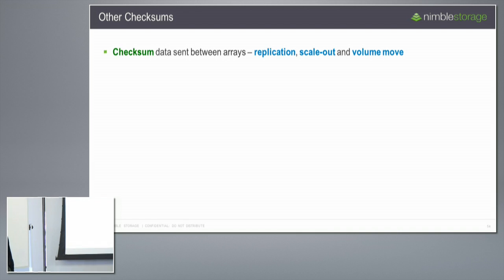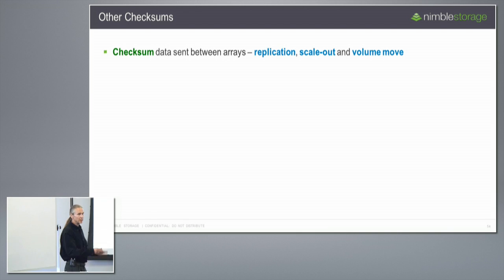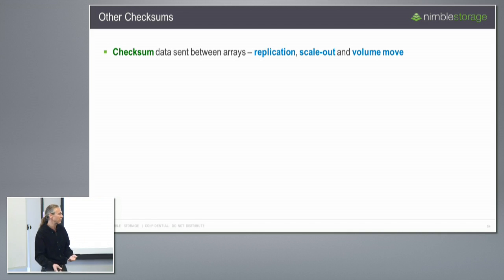There are other checksums in our system for all the data that is sent between arrays. For example, for replication, for disaster recovery between distant data centers, and for a scale-out cluster where one pool spans multiple arrays and we have to move some data between the arrays. Why would we move data between arrays? In scale-out, if you want to grow the pool, you have to add an array. It's empty, so some data has to be migrated to it. All that data is protected and checksummed.